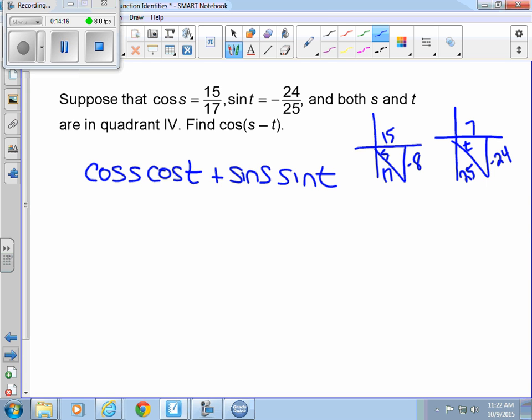Okay, what is the cosine of S? What is the cosine of T? Cosine, 7 over 25. And then what is the sine of S? And what is the sine of T? Negative 24 over 25.